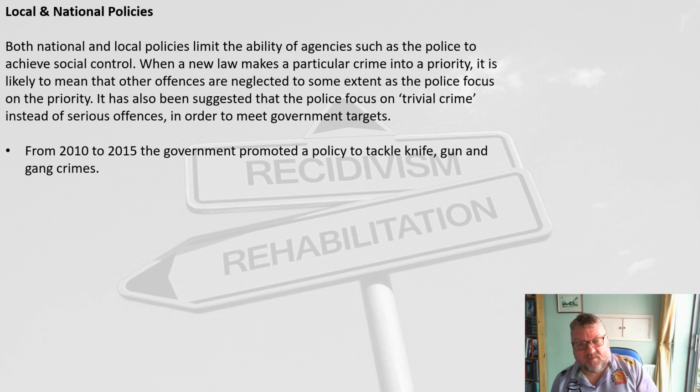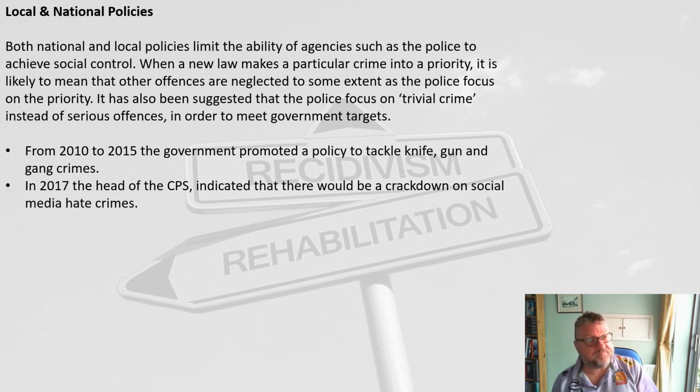Examples of this would be, from 2010 to 2015, the government promoted a policy to tackle knife, gun and gang crime. So the police would spend a lot of time focusing on that. And if you're focusing on that, something else has got to give, which means that other crimes are going unreported, undetected, not looked into or unprosecuted, which means that social control isn't occurring.